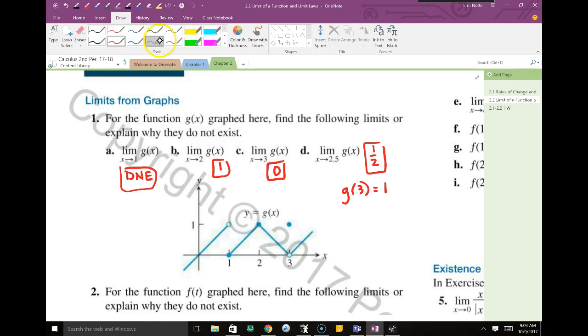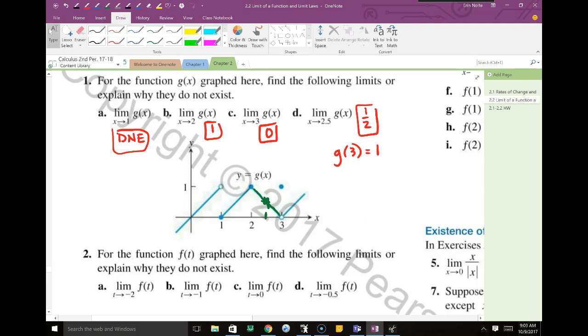2.5? Let's see if I can draw it. Do you agree that halfway in between 2 and 3 is 2.5? Okay. So coming in this way, I'd be going to right there, and going in this way, I'd be going to right there, halfway in between those two lines. This one is at 1, this one is at 0, halfway between 1 and 0. So what's halfway between 1 and 0? Agreed.